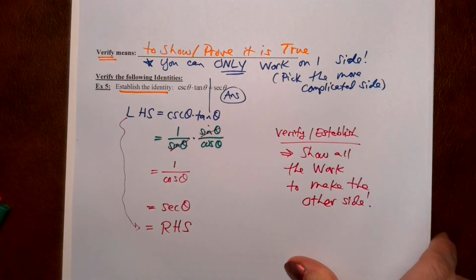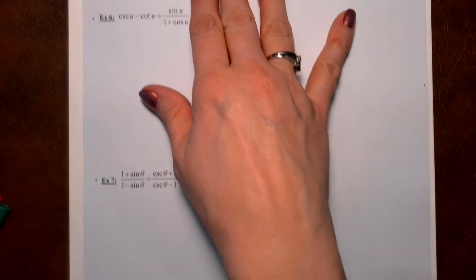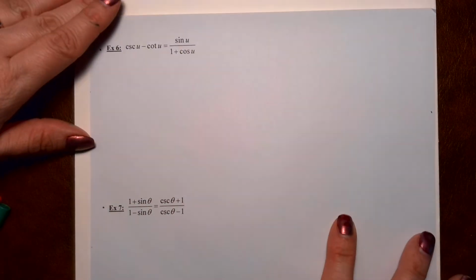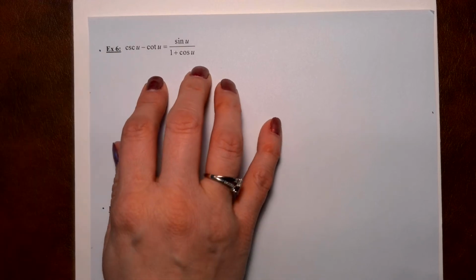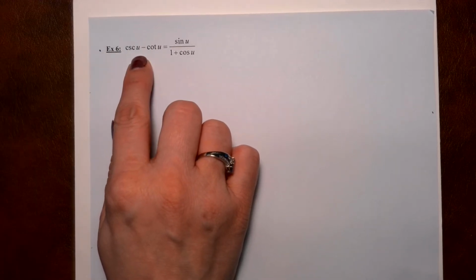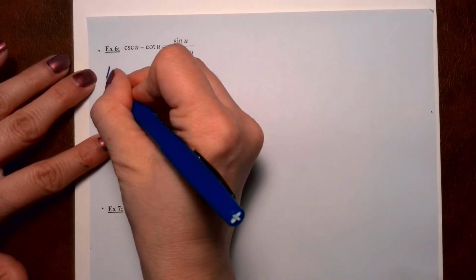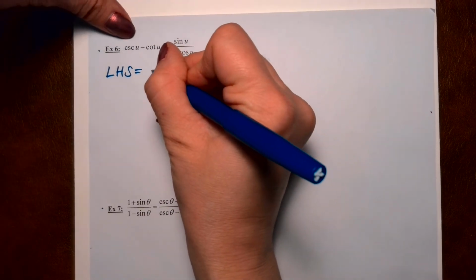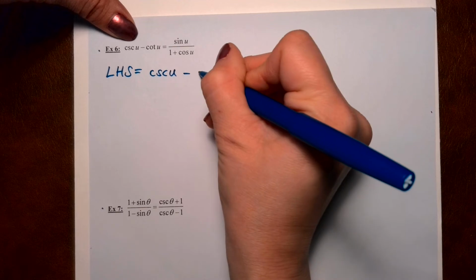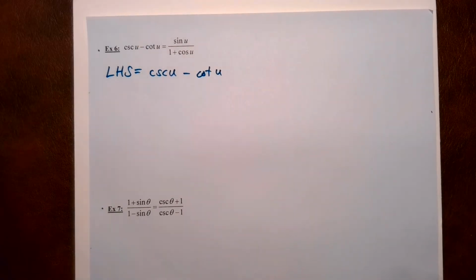All right, so let's try another verify. What side do you think we should work on? There's no right or wrong answer here. I'm going to start with the left-hand side. So I'm going to write left-hand side. We've got cosecant of u minus cotangent of u.